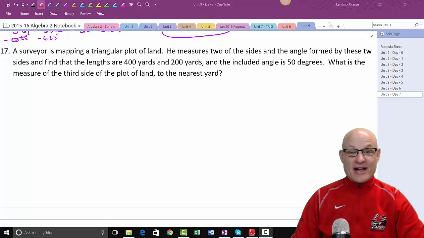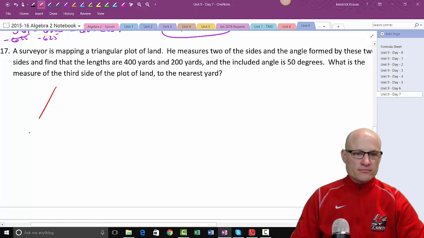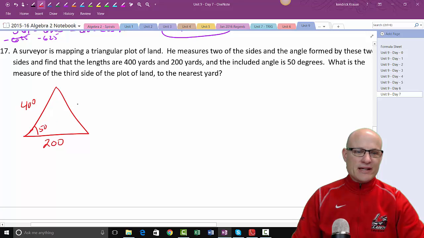A surveyor is mapping a triangular plot of land. He measures two sides and the angle formed by these two sides and finds that the lengths are 400 yards and 200 yards and the included angle is 50 degrees. What is the measure of the third side of the plot of land to the nearest yard? So 400, 200, and the included angle is 50 degrees. And we want the side opposite that. Well, there you go, kids. Another example of the law of cosines.